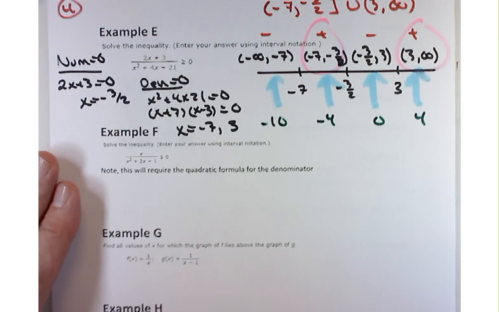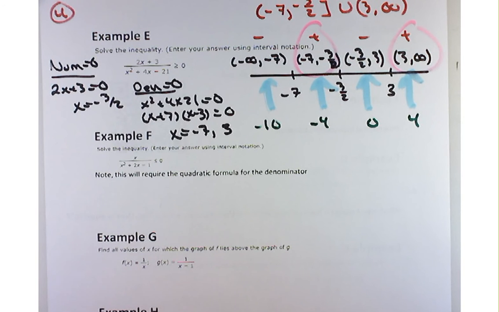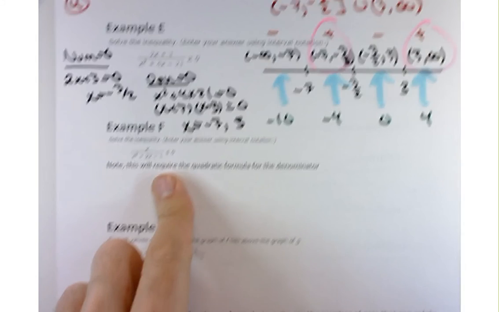All right. How are we looking on example E? Doing okay there? All right. Let's keep going with example F, and there's something annoying about example F.